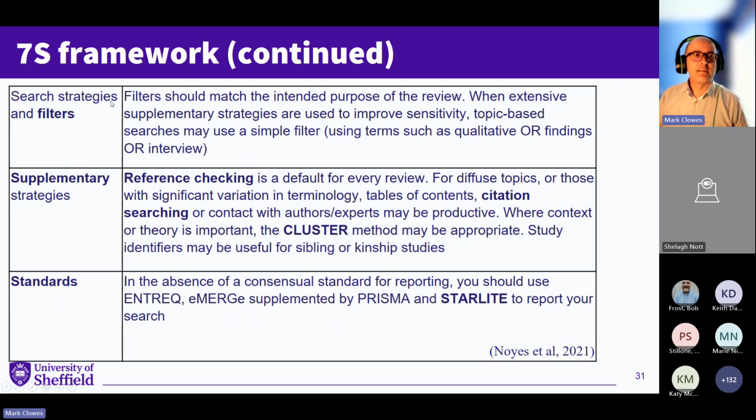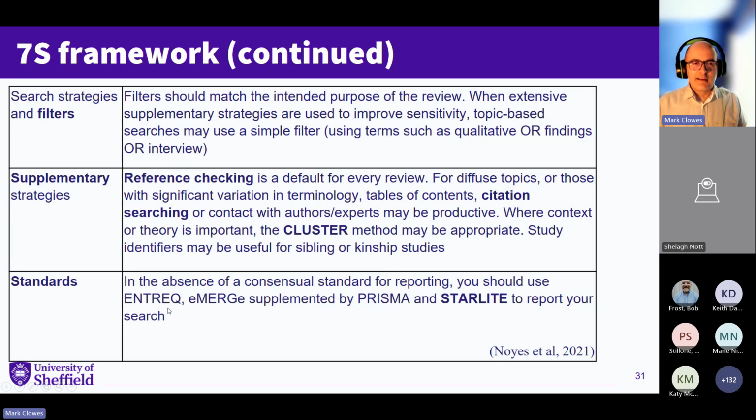If you're applying filters, they should obviously match your purpose and be conscious of the limits of the available filters, so be prepared to augment them using that ESCAPADE mnemonic selectively to think about the other facets that might indicate something's qualitative. If you're going to use supplementary strategies like reference checking, well, that's pretty much expected, but you might do some forward citation searching, or you might use the cluster method to look at sibling studies with the same authors or from the same population.